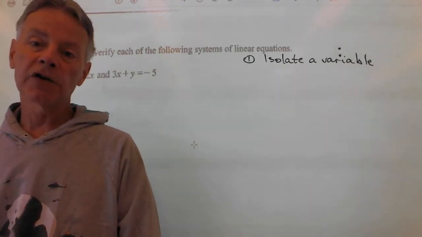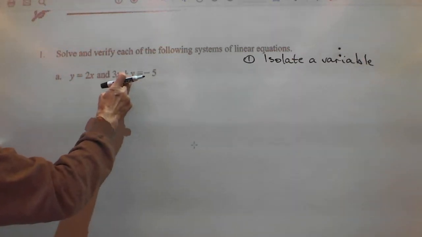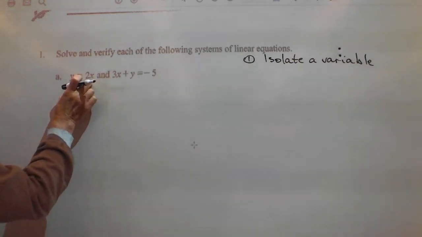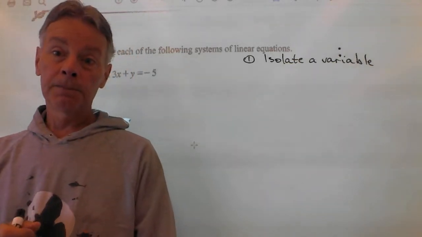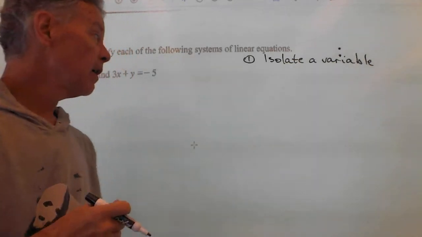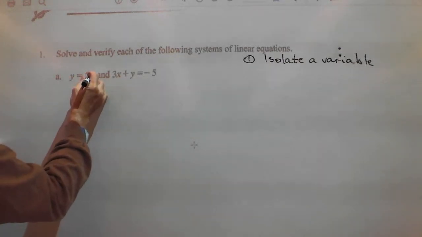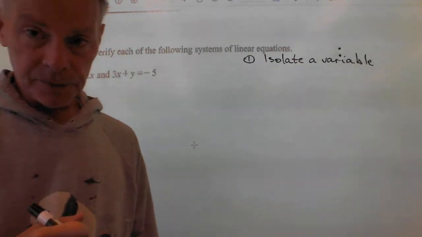Now, in this case, you can see that the y in each of the equations does not have a coefficient other than 1. In other words, we don't have a number attached to the y in either case. If you look at the first equation, you'll see the y variable is already isolated. No work for you. So in the first equation, we're told y equals 2x.